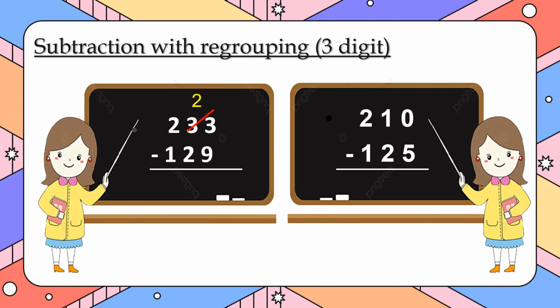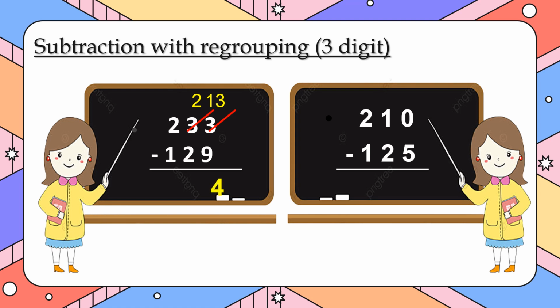This 1/10 equals how many ones? Yes, equals 10 ones. So 10 plus 3 equals 13. So 3, it will be 13. 13 minus 9. Now we have more on the top, so we can subtract. After 9, 10, 11, 12, 13. How many fingers? 4 fingers.